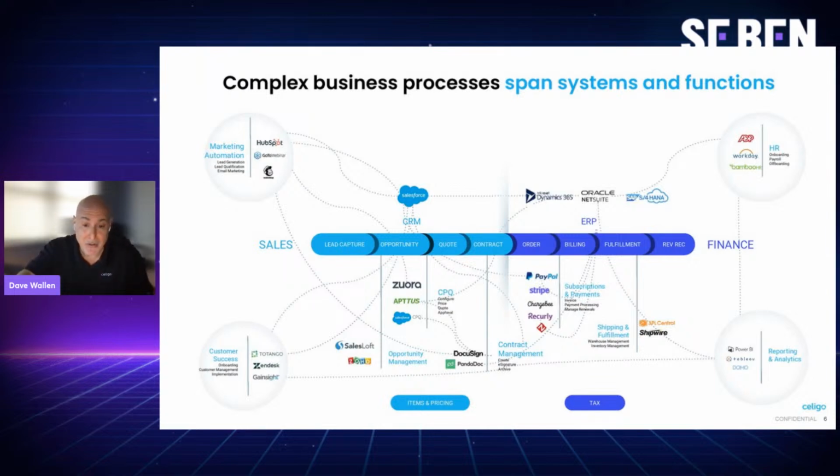And really, complex business processes span multiple systems, right? As more and more applications are built, it's not just the CRM and the ERP as part of quote to cash, right? You're going to do marketing automation. Those leads are going to come from somewhere. They're going to come from your website.